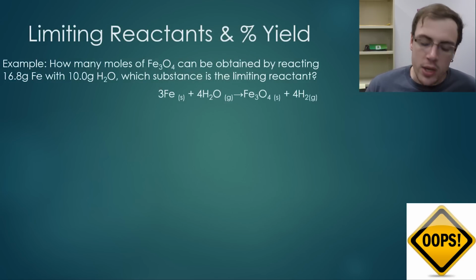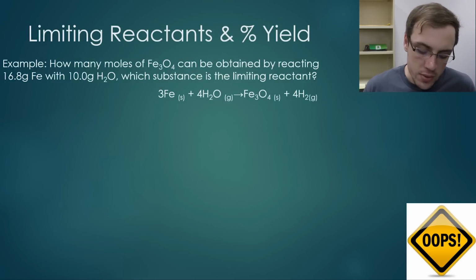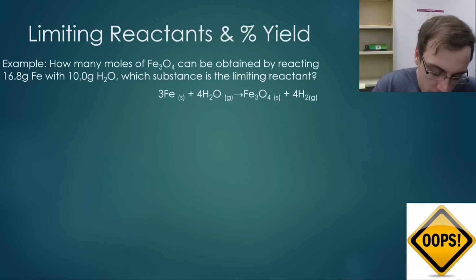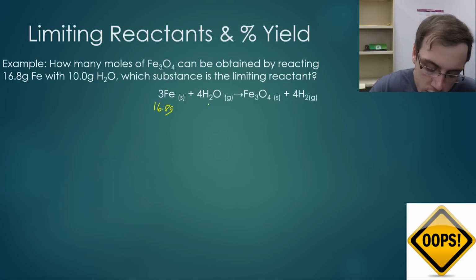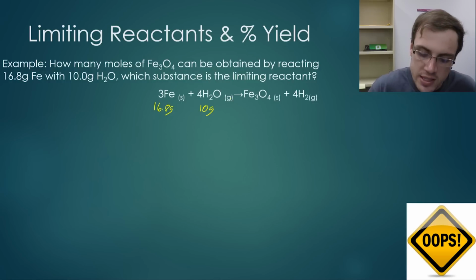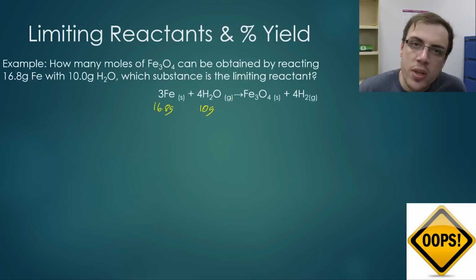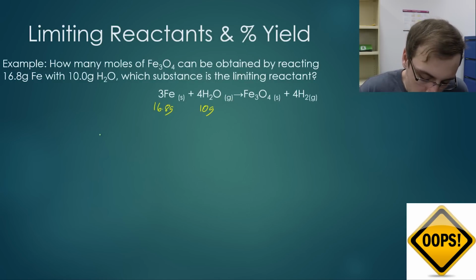Okay, so now let us have a look at limiting reactants and our percent yield. So we can see here via the question, how many moles of ferric oxide can be obtained by reacting 16.8 grams of iron with 10 grams of water, and which substance is the limiting reactant? So we do this again by comparing the moles. We always convert it back to moles.